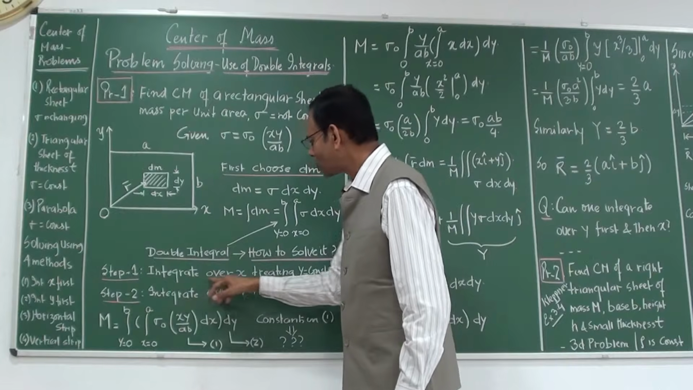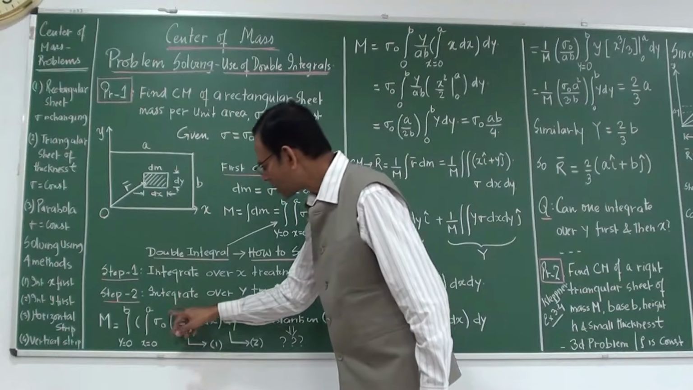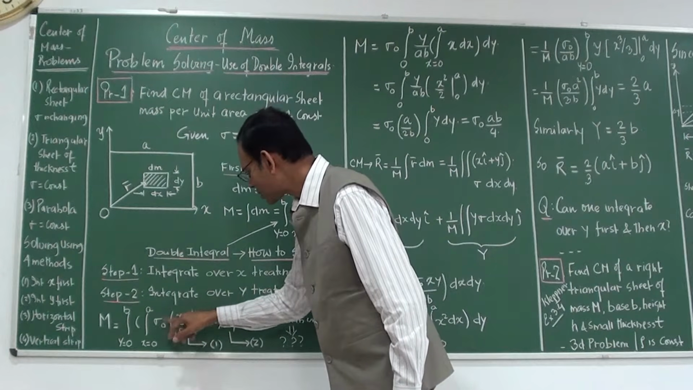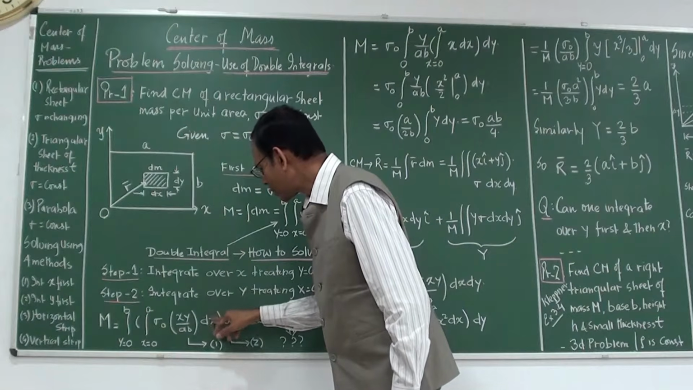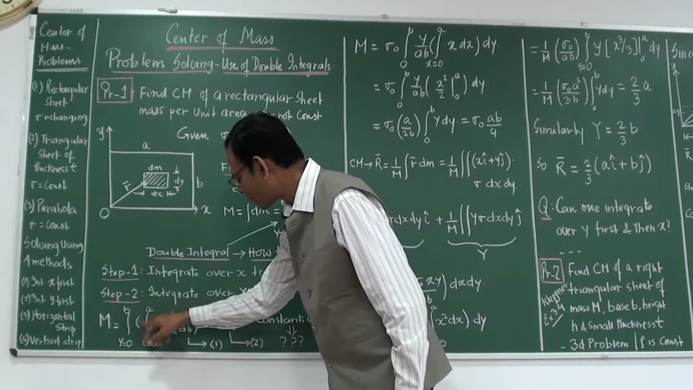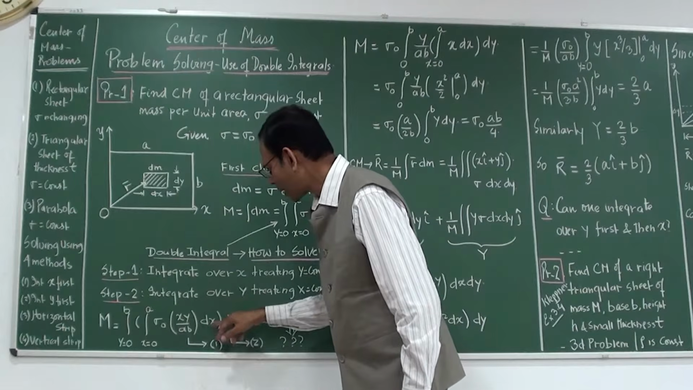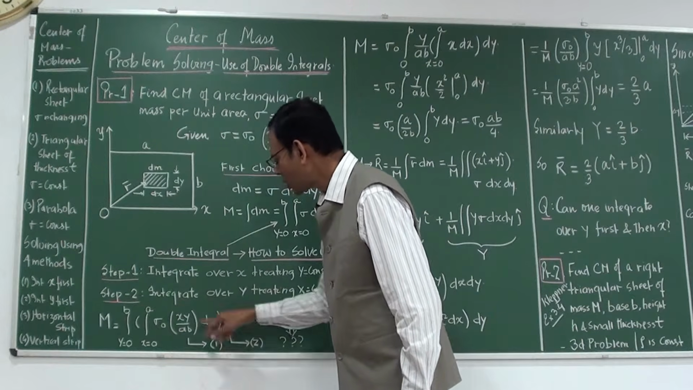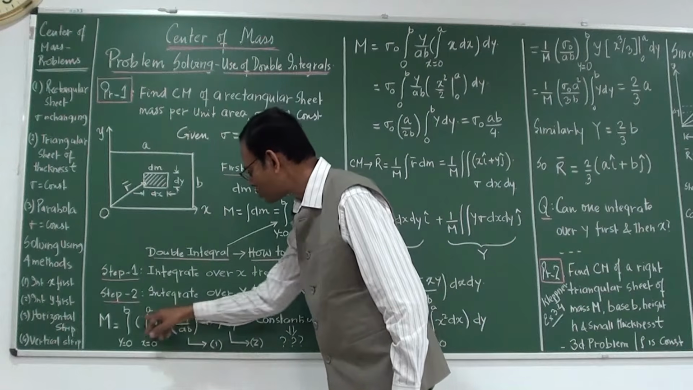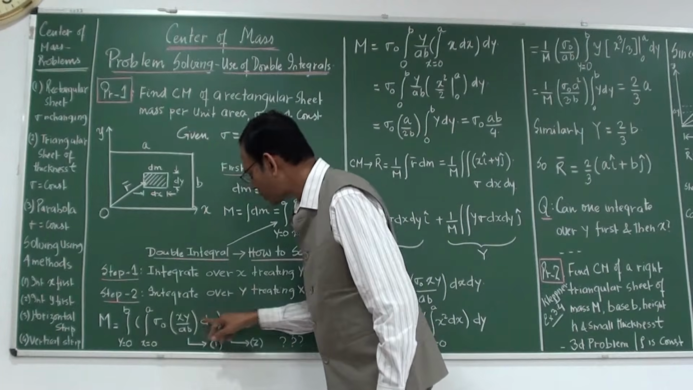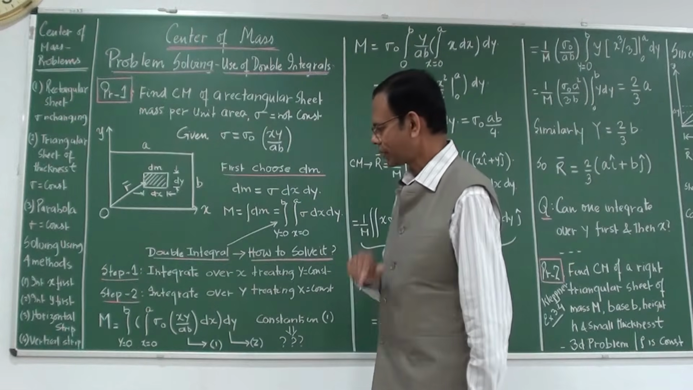We integrate over x first. So we take this integral, that means xy ab dx, within this bracket. This is the first bracket, or I have written 1. So this we have taken within this bracket. This is the first one that we will be integrating.